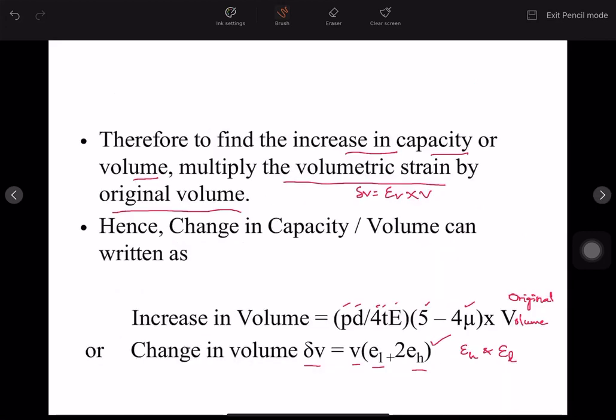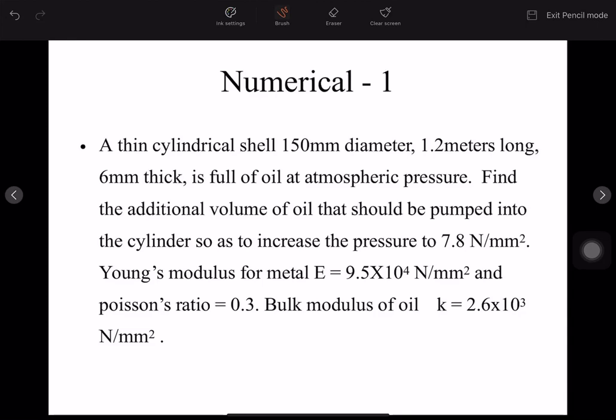So ultimately we have found out the change in volume of the cylinder, which is subjected to an internal pressure P, and also which is undergoing certain changes in dimensions due to various stresses. So based upon this knowledge, we shall try to solve some numericals.